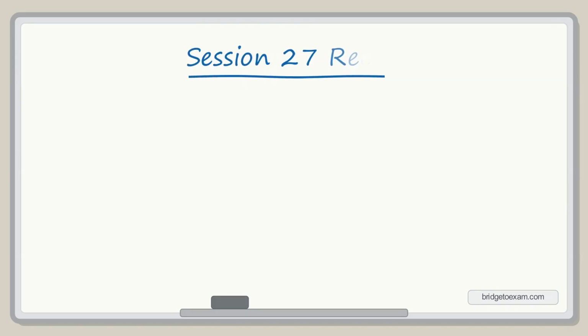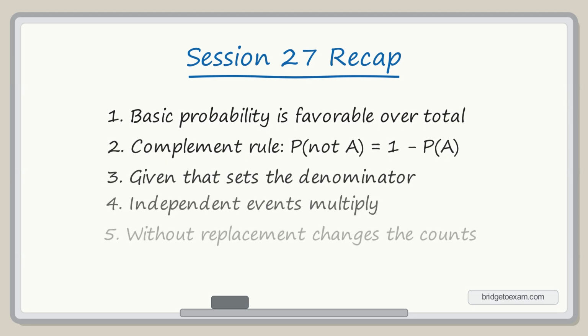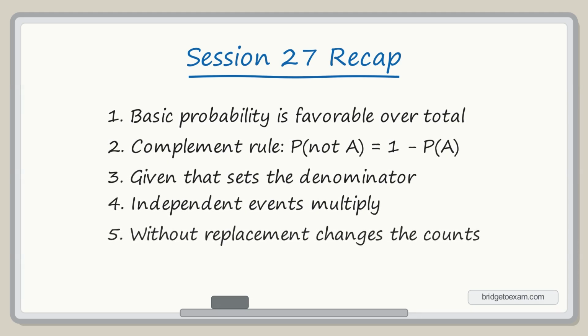Session 27 recap. Basic probability is favorable over total. Complements use 1 minus. Given that sets the denominator. Independent events multiply, and without replacement changes the counts.